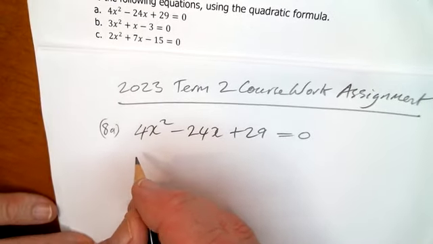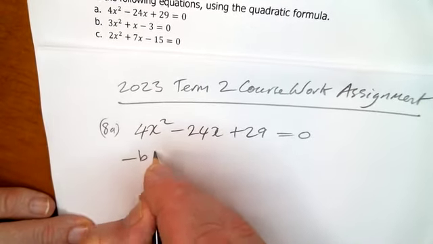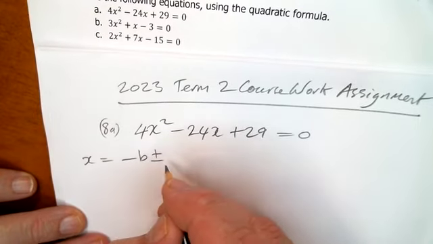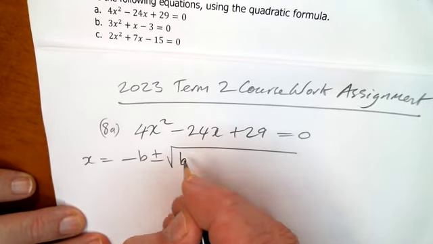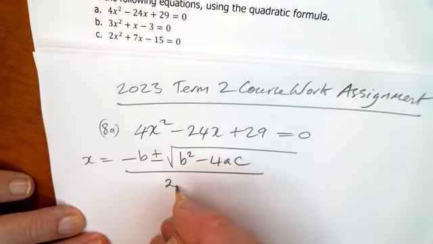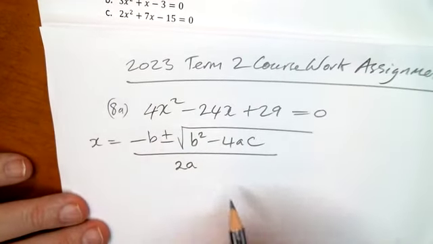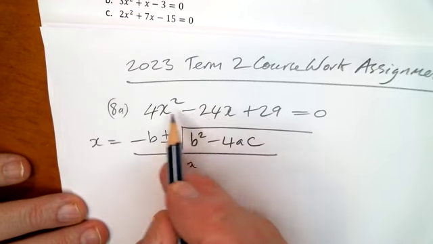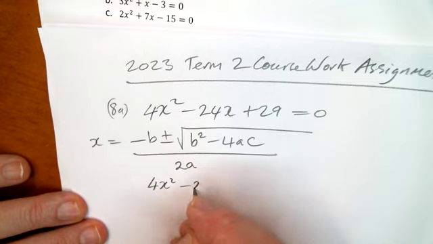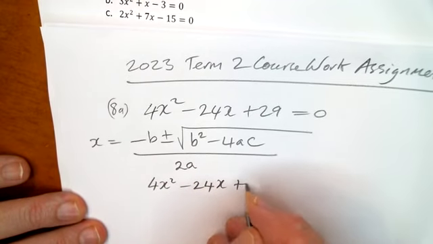So we've got the quadratic formula: x is equal to minus b plus or minus the square root of b squared minus 4ac, all over 2a. Well, first of all, let's establish what a, b, and c are for these. So I've got 4x squared minus 24x plus 29.